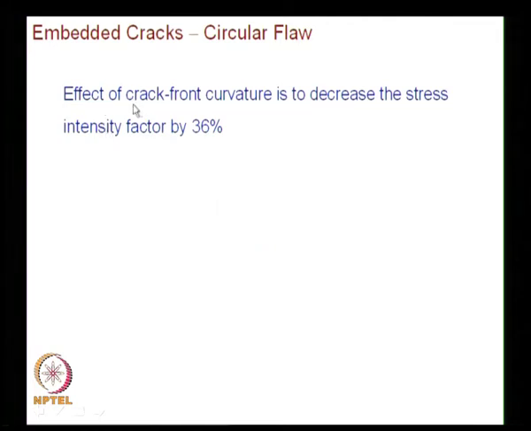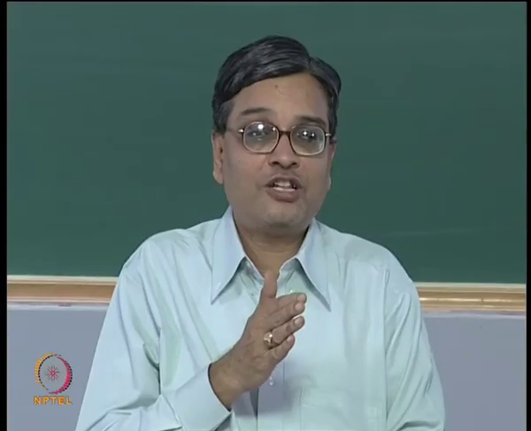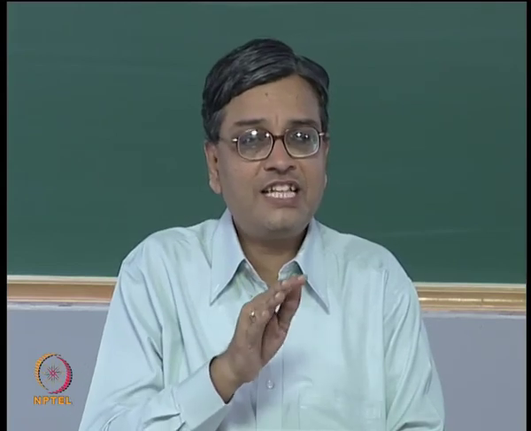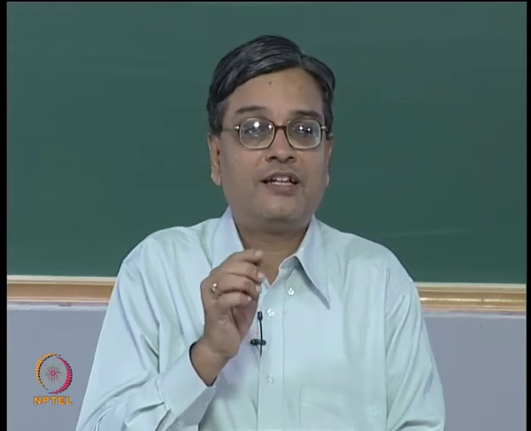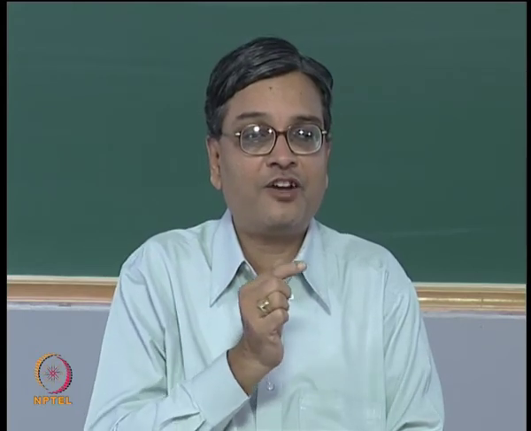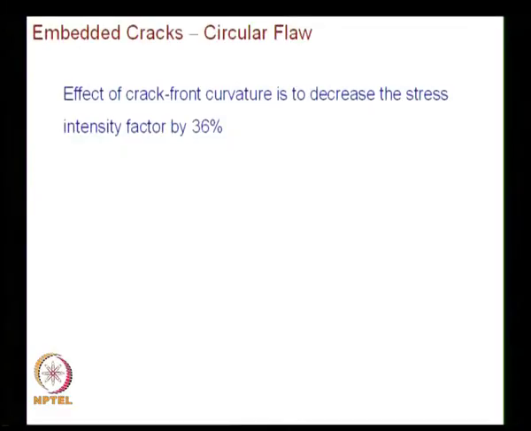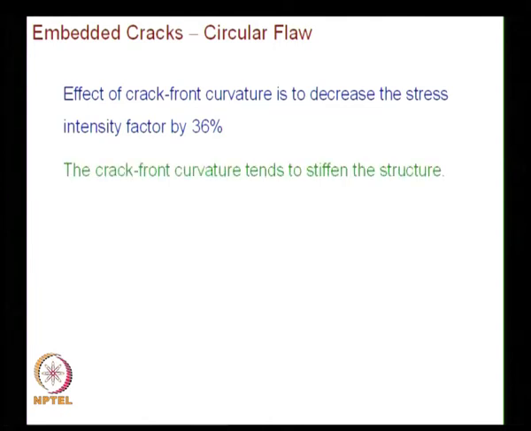In the case of a circular flaw, you have a curved crack front. The effect of crack front curvature is to decrease the stress intensity factor by 36%. This I had mentioned. In the through the thickness crack, the crack front is straight, easier to analyze. And when they graduated to the circular flaw, fortunately, the stress intensity factor was constant on the periphery of the circular flaw, it was not changing. And when they analyzed, they brought in a conclusion like this. Another observation is, because the stress intensity factor is reduced by 36%, the crack front curvature tends to stiffen the structure.